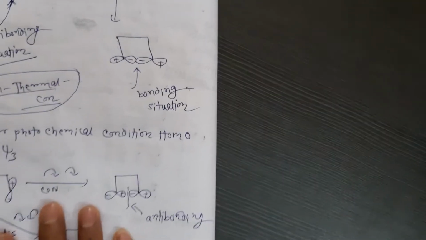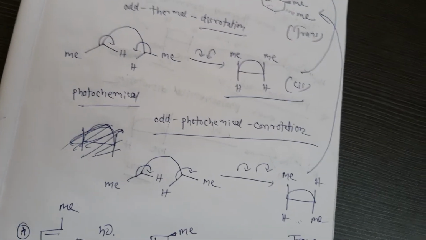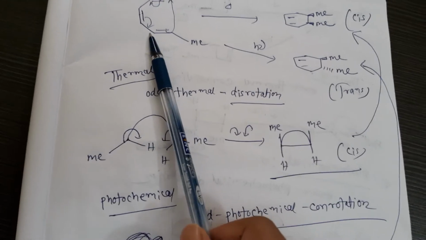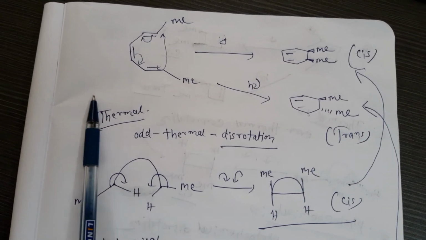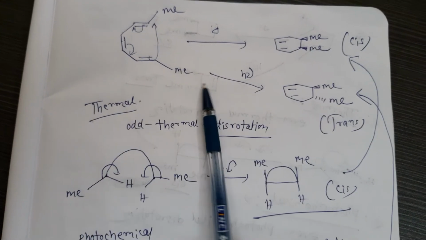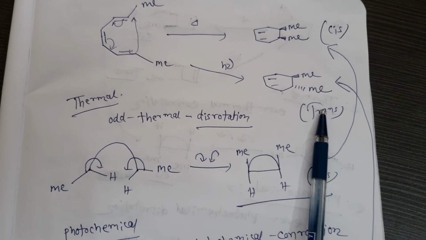So this is the verification of the selection rule, the Woodward-Hoffmann rule. Now let us consider the example which I gave earlier. Here is the detailed explanation of why the cis product is formed and why the trans product is formed.